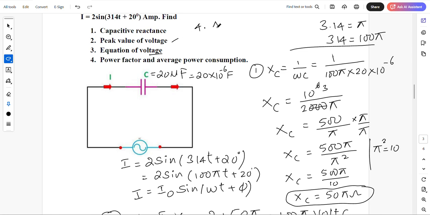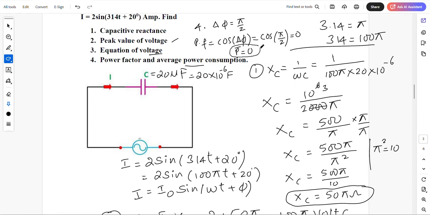Power factor, because delta phi is equal to how much? Delta phi is equal to pi by 2. What is power factor given by? Power factor is nothing but cos of delta phi. That is equal to how much? Cos of 90 is 0. And how much is the average power consumption? We know that average consumption is equal to 0.